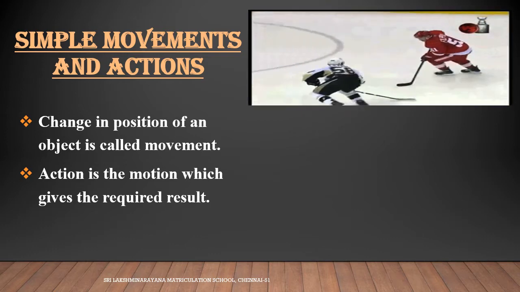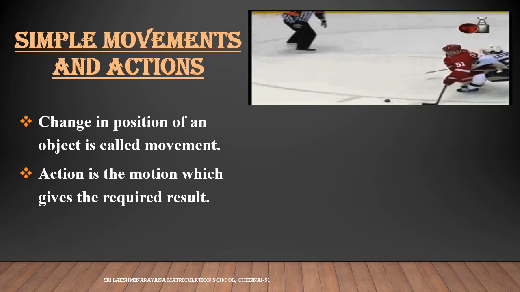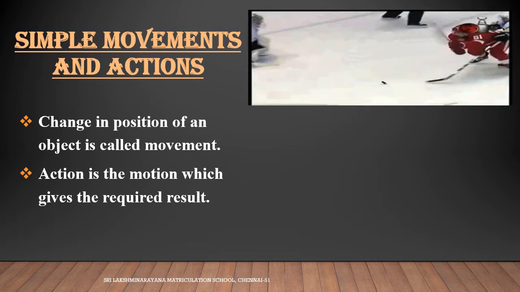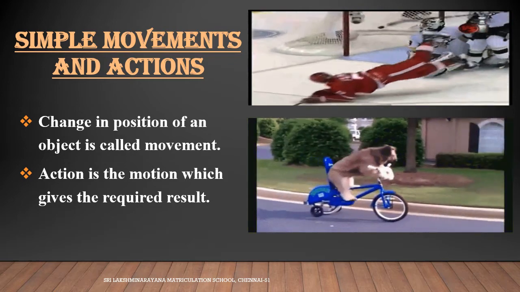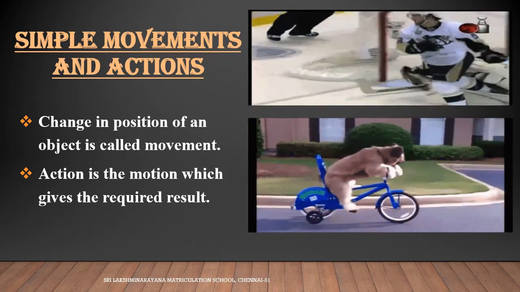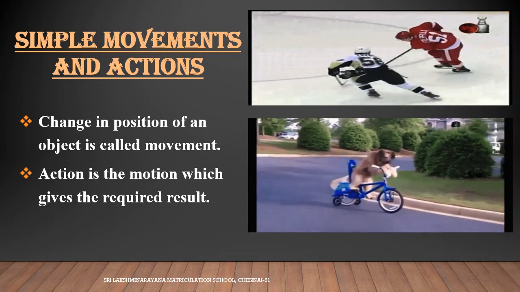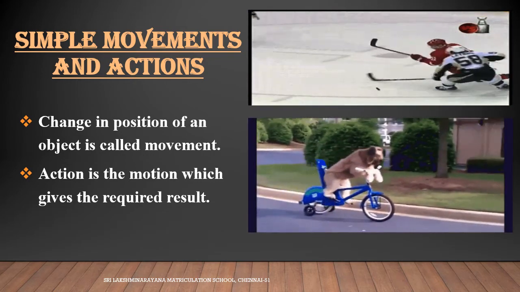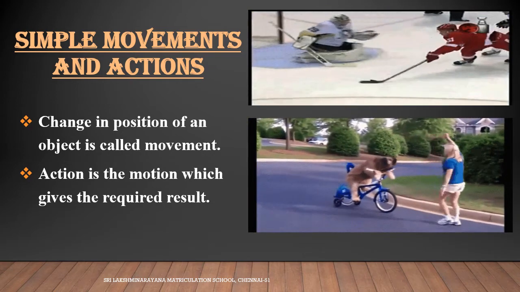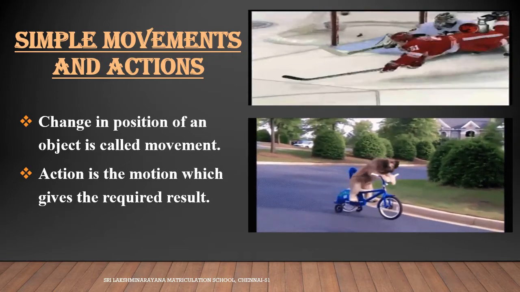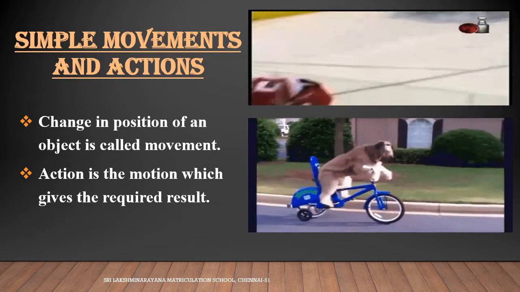Next, what is action? Action is the movement which gives the required result. In the second picture, you can see a girl shows her hand or action to start. The dog starts pedaling and the bicycle moves. So, action is the movement which gives the required result.